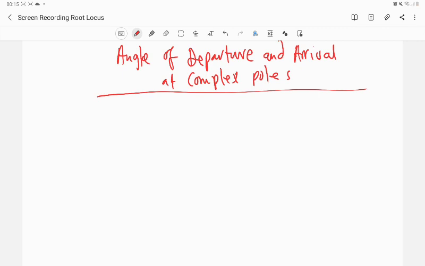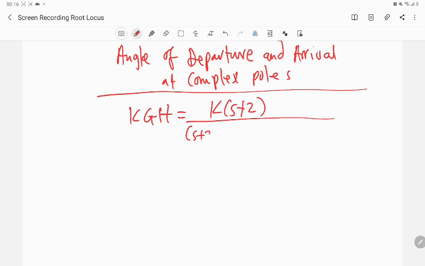Now, the next thing is, if we have a system with complex poles, how do we also deal with that? So let's take a system with G(s)H(s) equals K(s + 2) all over (s + 3)(s squared + 2s + 2).